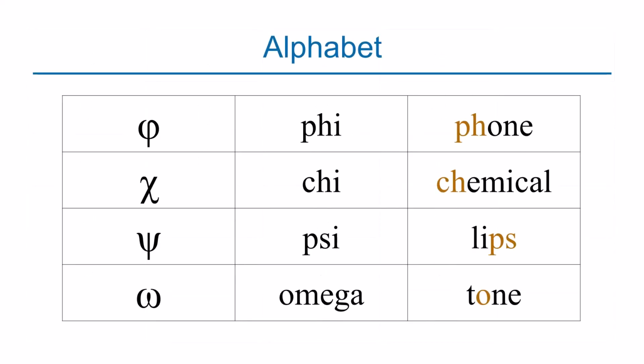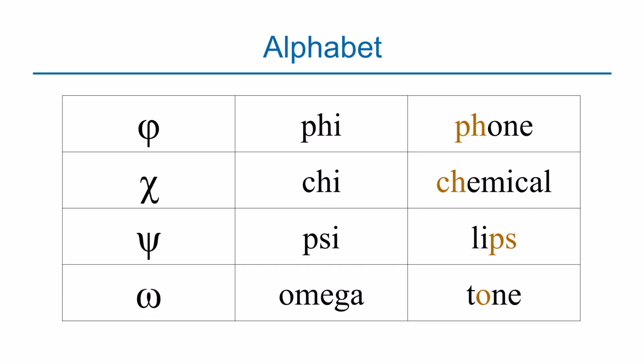Let's look at some more Greek letters as we end. The next one is phi. It has the PH sound, as in phone. The next one is chi. It has the CH sound, as in the word chemical. The next one is psi. This is pronounced with a PS sound, as in the English word lips. That PS sound is how you pronounce the letter psi.